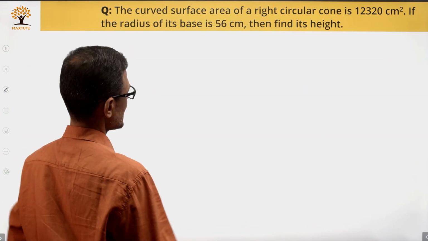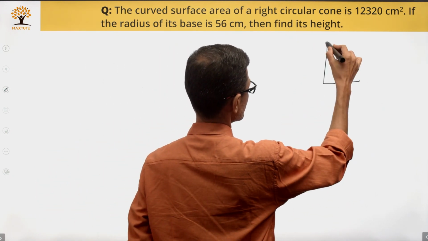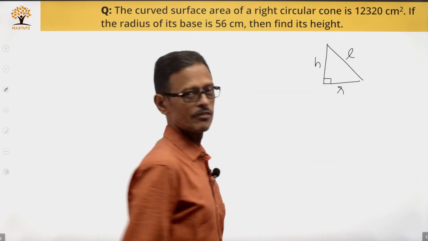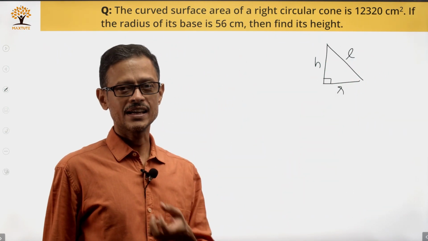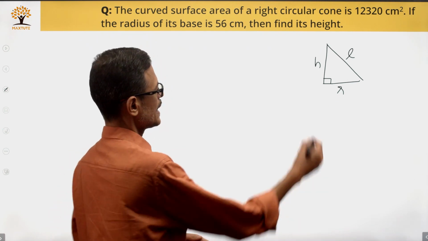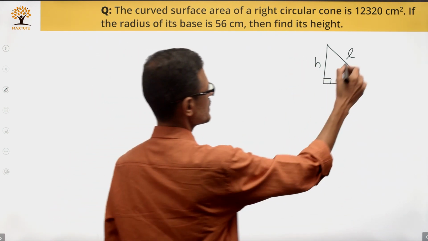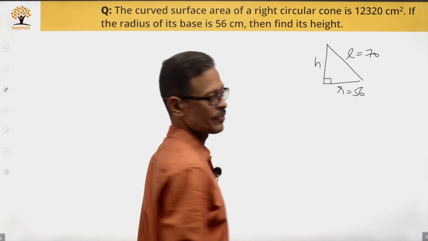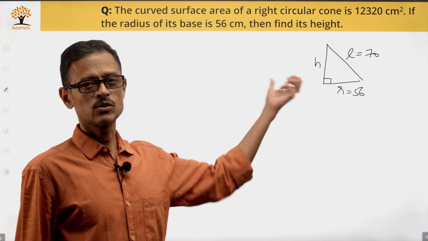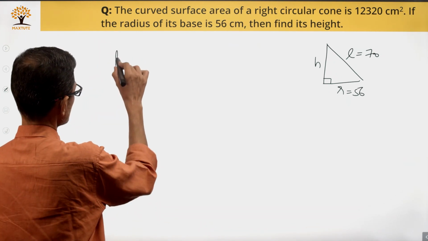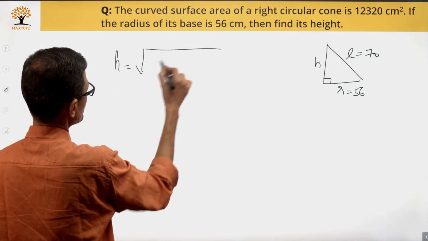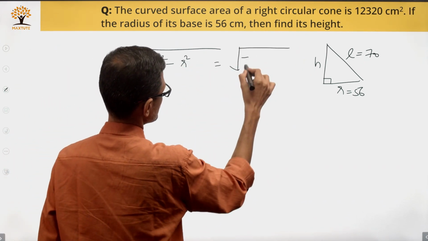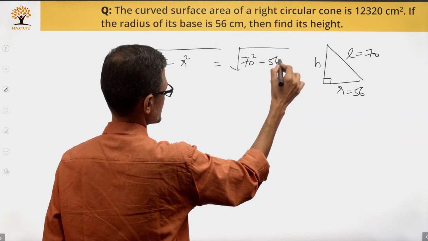We know that the slant height and radius essentially form a right triangle. Radius, height of the cone and slant height will form a right angle triangle, where the slant height is the hypotenuse and radius and height are the perpendicular sides. This is equal to 70, we computed in the last step, and this is given in the question as 56. So all that is left is finding out the value of the height. So height by Pythagoras theorem is equal to square root of L square minus R square, which in our case is going to be 70 square minus 56 square.